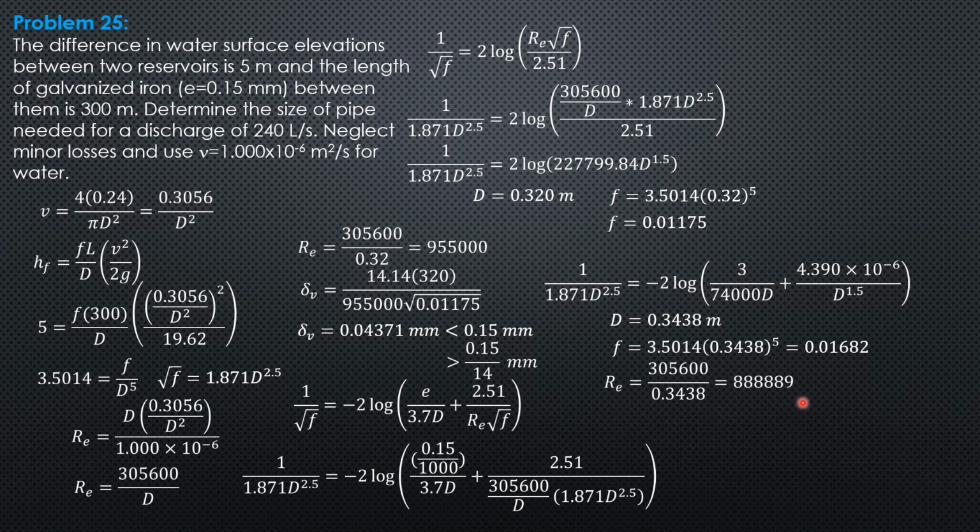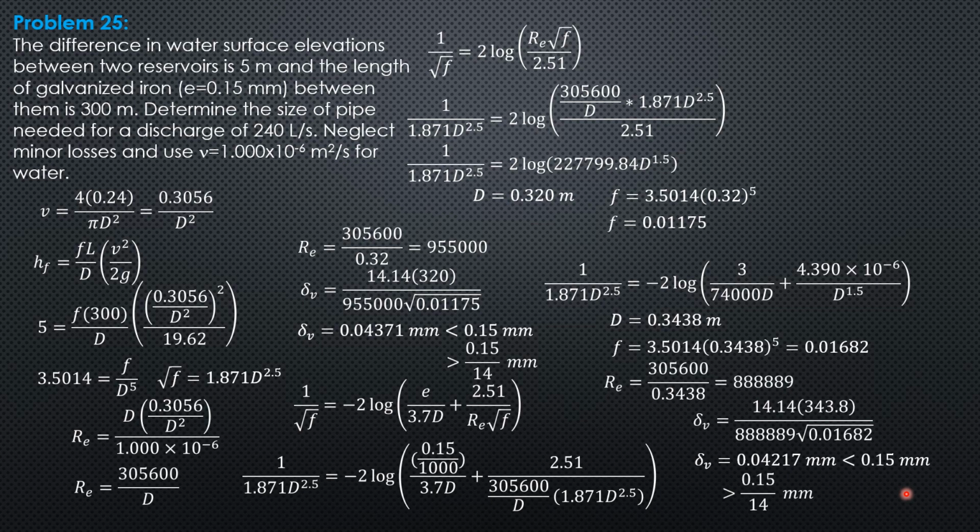And Reynolds number is 305,600 over 0.3438, so 888,889. Then compute thickness of viscous sublayer: 14.14 times 343.8 mm over 888,889 square root of 0.01682, and that is equal to 0.04217. So it doesn't change much from this value here, and it is still less than 0.15 and greater than 0.15 over 14. So the assumption now that it is in the transition zone is correct. Therefore, the final answer for the diameter is 343.8 mm, and let's make that 344 mm.